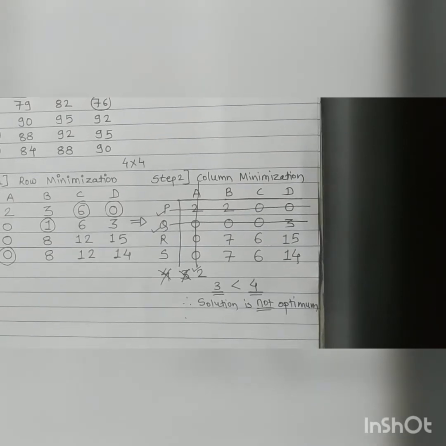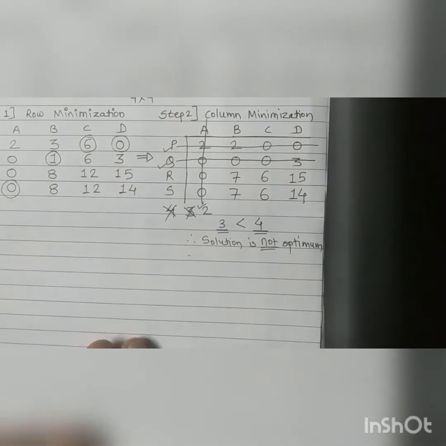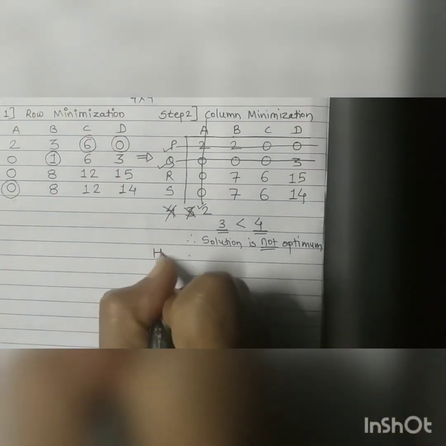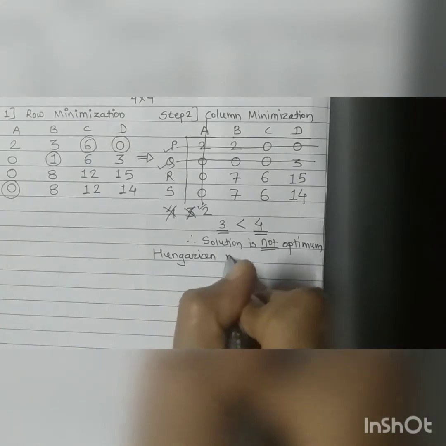For optimum matrix, 4 lines should be drawn. So as this matrix is not optimum, what is the next step? Yes. Next step is you have to use Hungarian method. So for Hungarian method you can see my previous video, assignment number 2. So I will use Hungarian method.